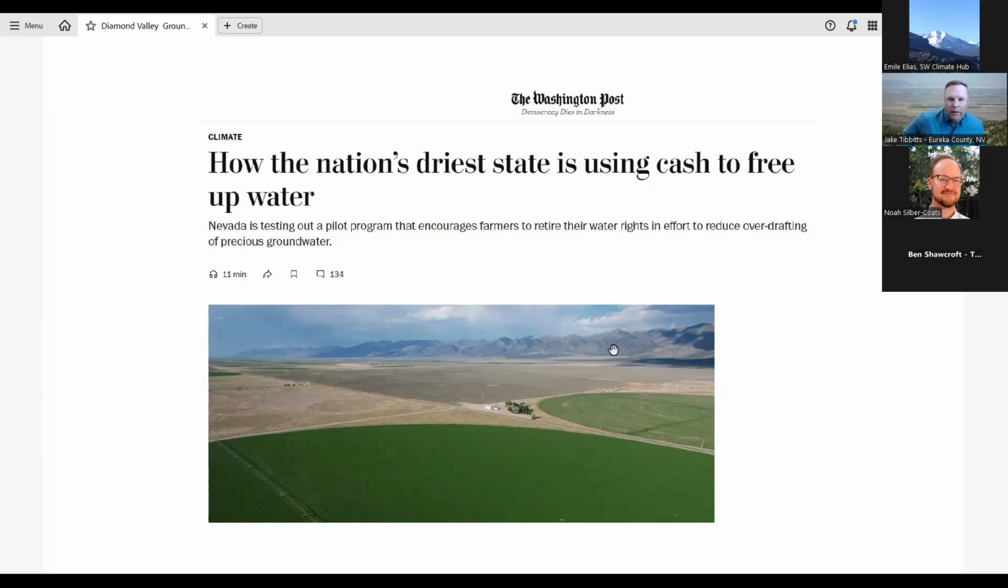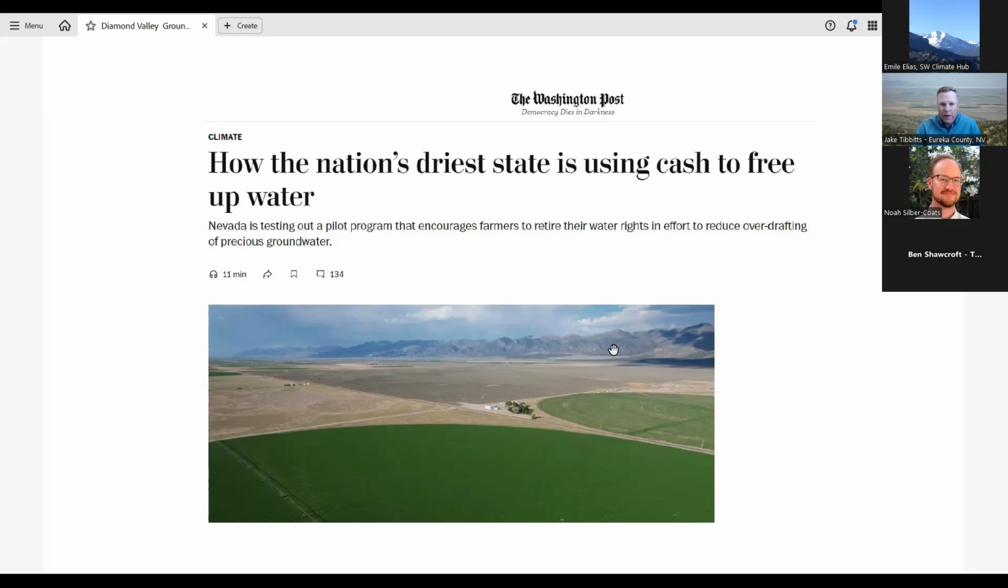So there were $7 million that was allocated for the Central Nevada region, and that includes Diamond Valley, but there are many other basins in the Central Nevada region. When they went out for applications on that, they did not receive a single application from any basin in the Central region other than Diamond Valley. And I believe there's reasons for that.